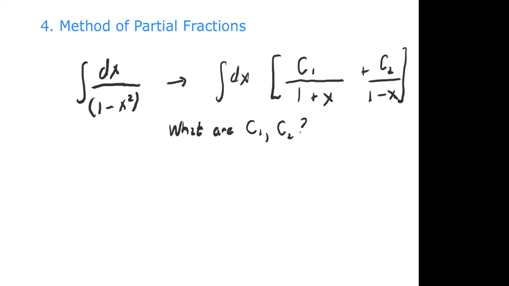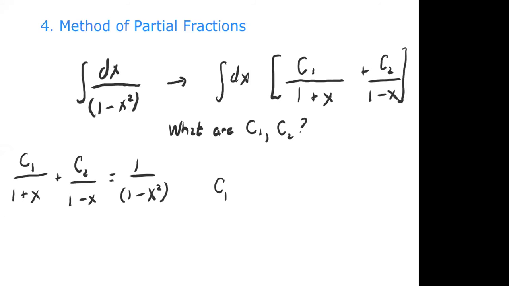So for all of this to work, C1 over 1 plus x plus C2 over 1 minus x has to be equivalent to 1 over 1 minus x squared. Because after all, 1 plus x times 1 minus x is 1 minus x squared. To find C1 and C2, you need 2 equations to solve for those 2 unknowns. So algebraically, this expression tells me that C1 times 1 minus x plus C2 times 1 plus x has to be equal to 1.